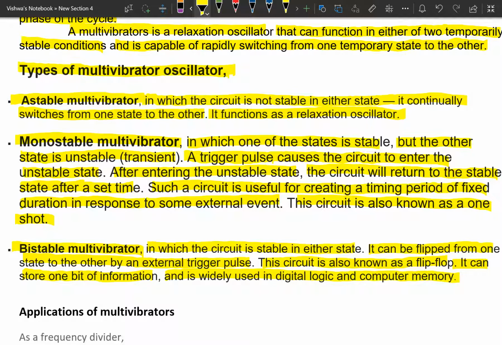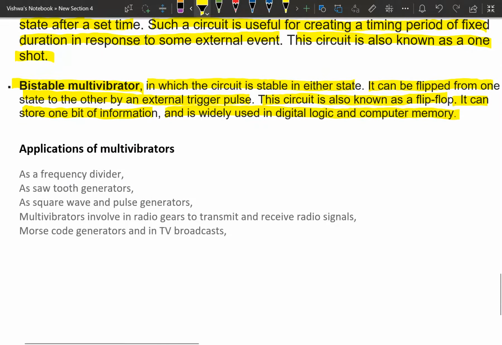Next we are going to study one by one in detail the astable multivibrator, monostable multivibrator and bistable multivibrator with circuit diagrams and their working. So what is the use of these multivibrators? That is under applications of multivibrators. Here some applications are mentioned. One is as a frequency divider. These multivibrators are used to divide the frequencies. Another is as sawtooth generators.